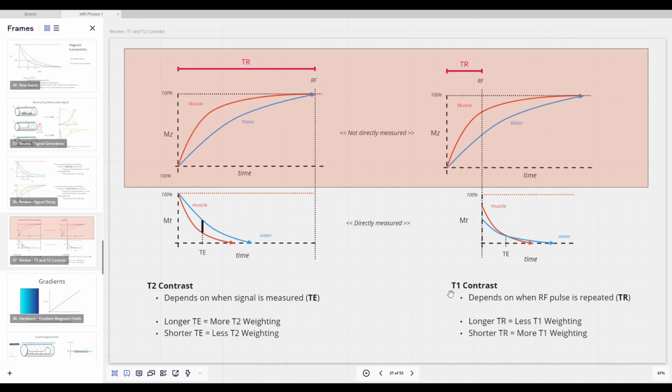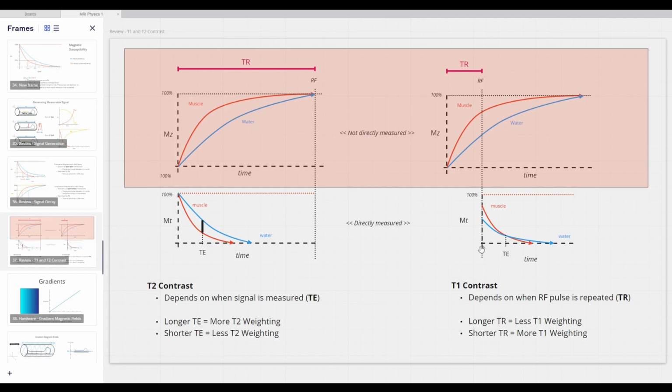With T1 contrast, the way that we decide how much T1 weighting we want in our image is by adjusting our TR. We said last week that TR is time to repetition. Time to repetition of what? Of our RF pulse. Remember, we have an RF pulse right here, along the y-axis itself, that knocks this transverse magnetization down to 0 in the first place. Then we turn the RF pulse off and watch it recover. And then before it's recovered all the way, like over here, we knock it down again.